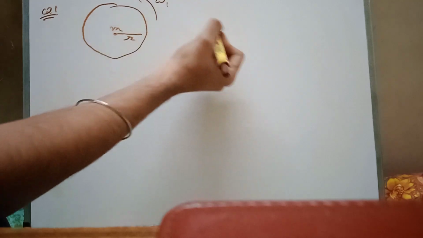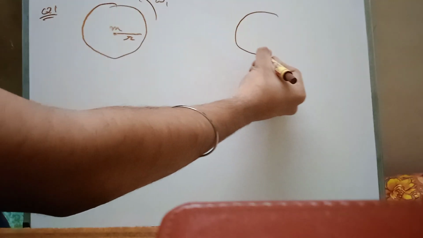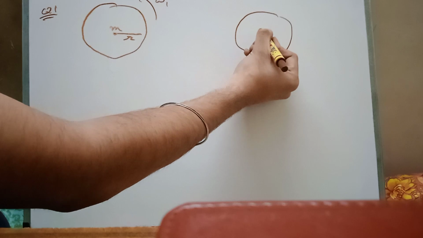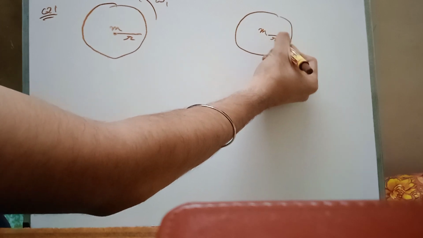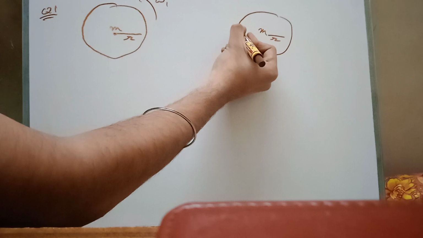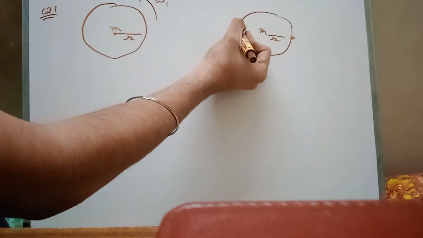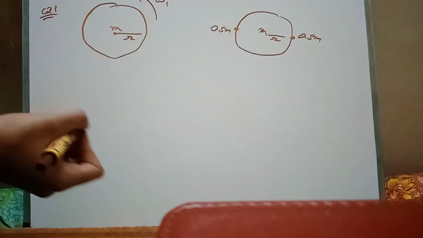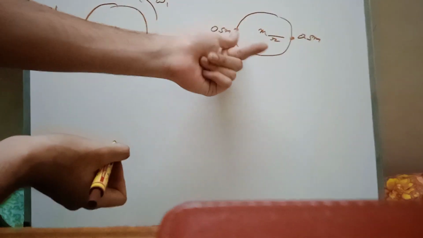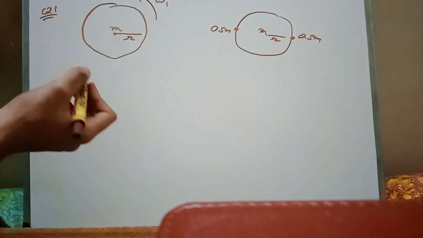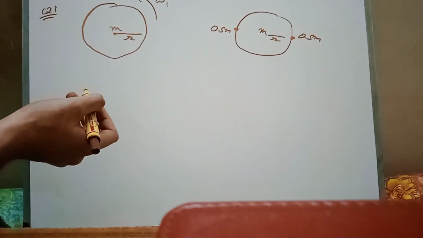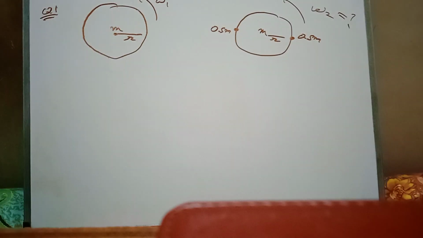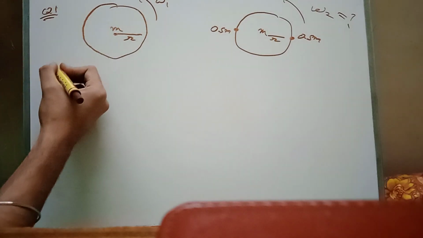This is case 1, and case 2 is the same disk of mass m, the radius does not change, r, but we have put two small spheres of mass 0.5 m that are diametrically opposite, at the two opposite ends, and now it moves with omega 2. We have to find the value of omega 2.